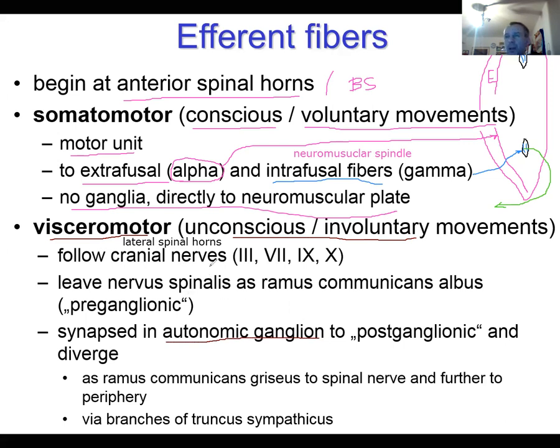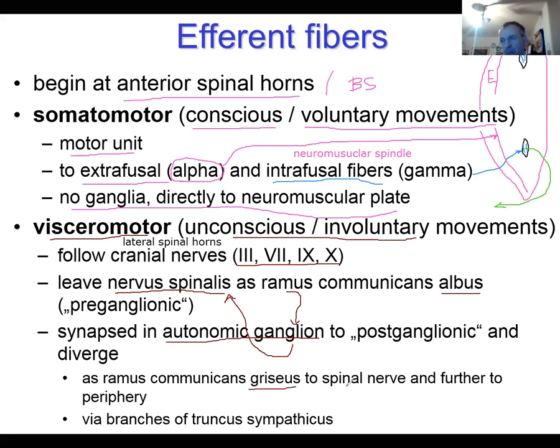So they run together with some cranial nerves, and it is necessary to learn which ones: the oculomotor, facial, glossopharyngeal, and vagus. And they follow the trunk of the spinal nerve. Then they leave it to the autonomic ganglion, and then they come back from the autonomic ganglion to the spinal nerve as well. And this we call a white and a gray communicating branch.